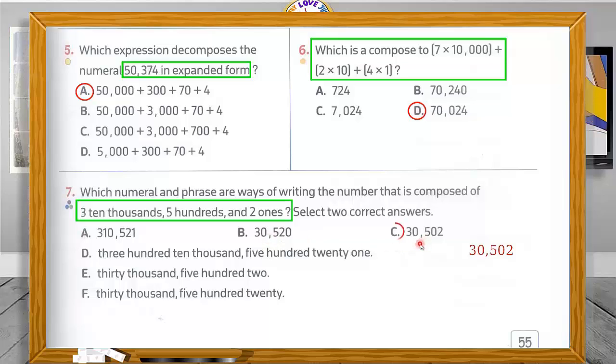Last one, and we have 3 answers in word form. The same number in word form. 310,000. 310,000. 521. Not right. 30,000. We have 30,502. 30,502. E is right.